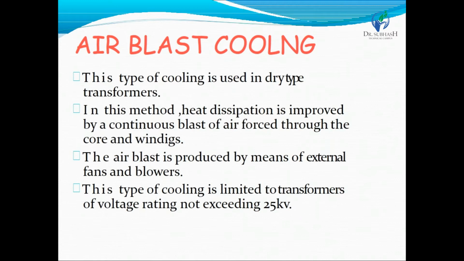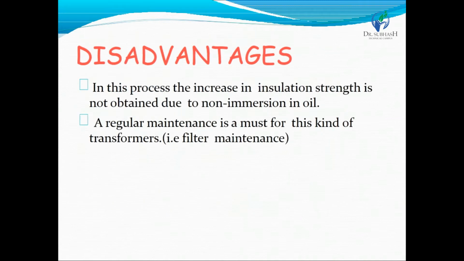Now the topic is air blast or air forced cooling system. This cooling method is suitable for dry type transformers of slightly higher rating. The air is forced upon the tank surface to increase the rate of heat dissipation. The fans are turned on automatically to facilitate the forced air cooling whenever the winding temperature rises beyond the permissible limit. This is also used in the range of 25 kVA.